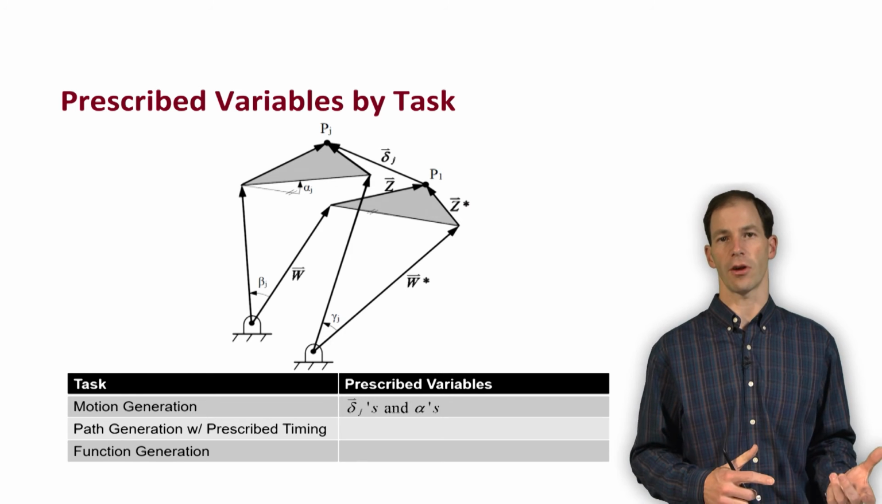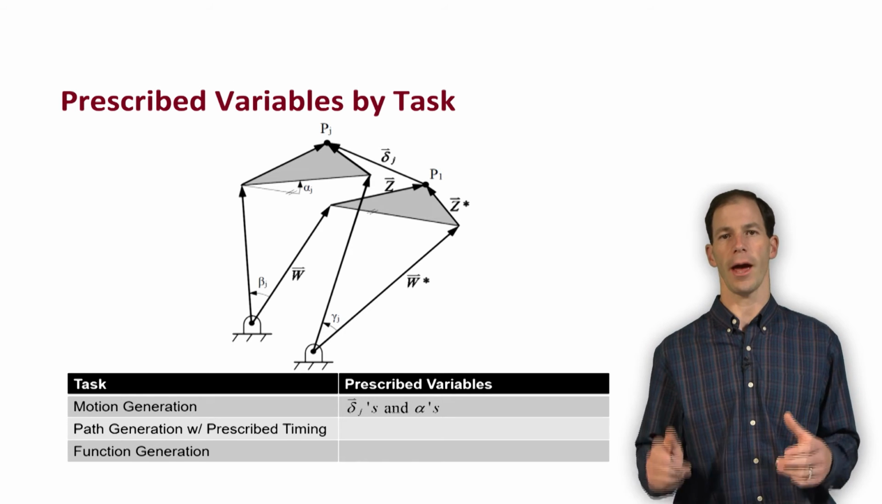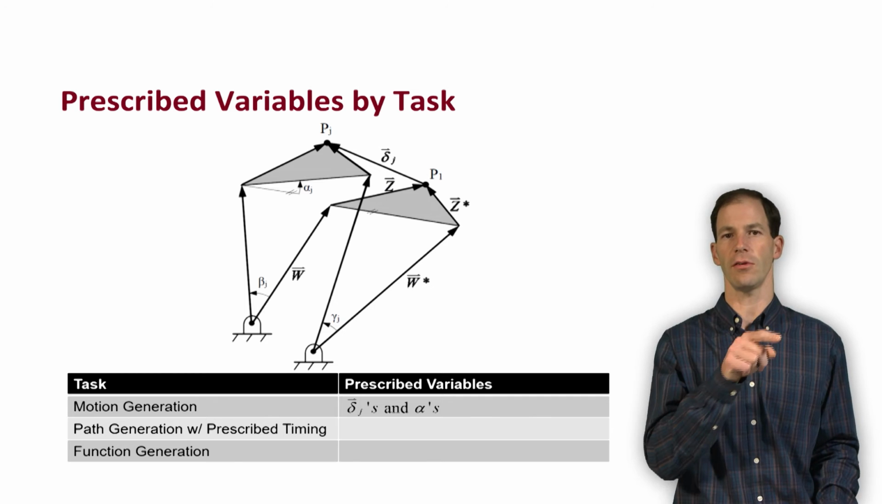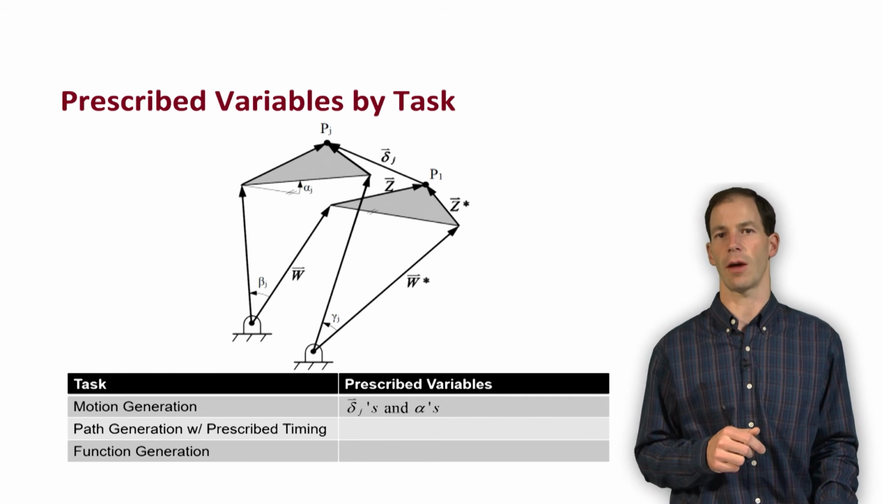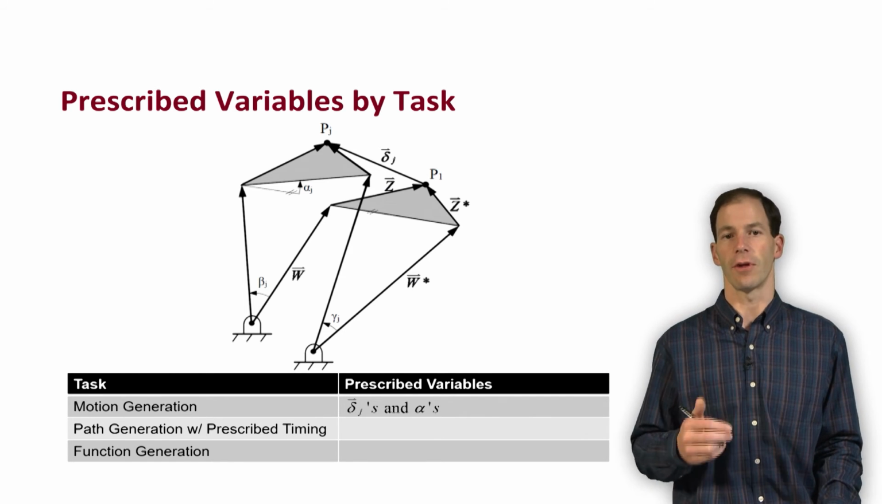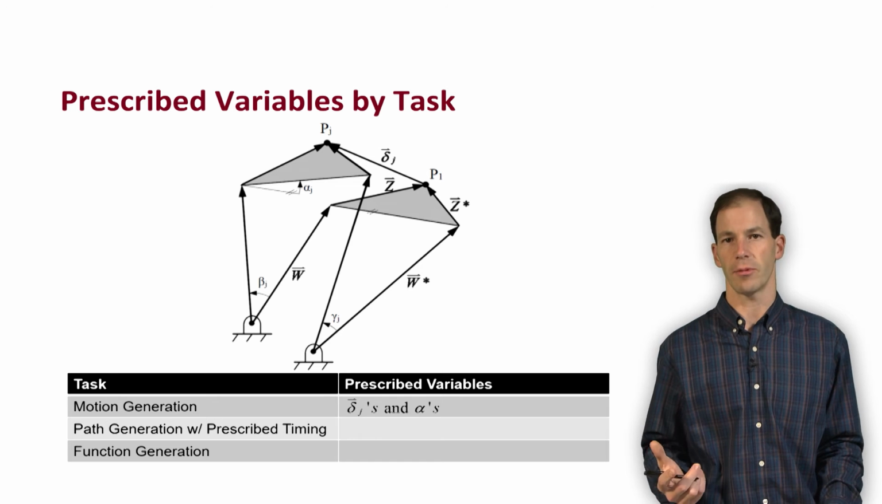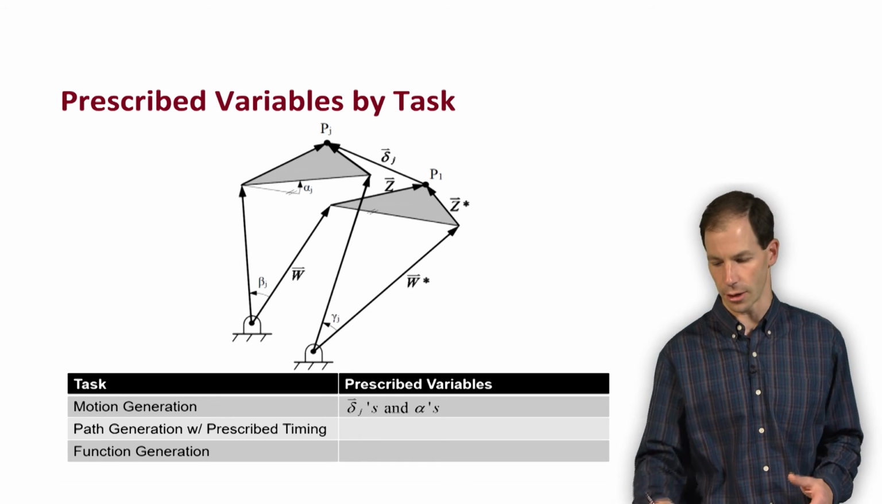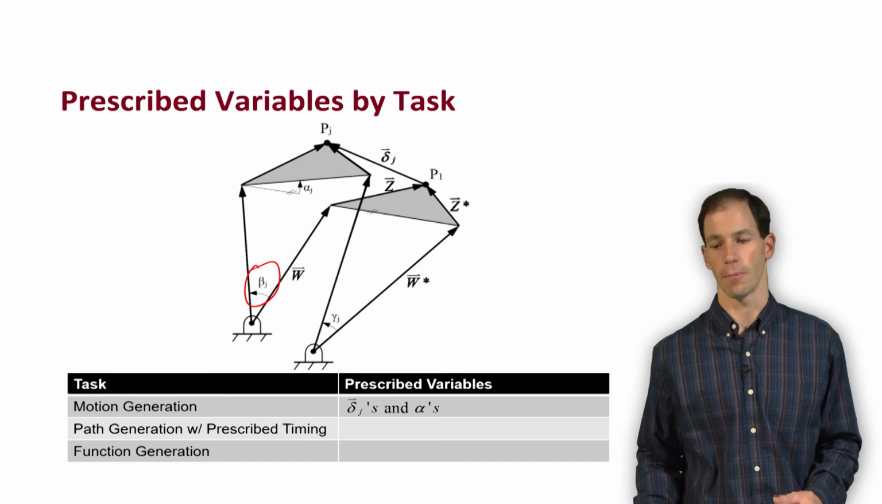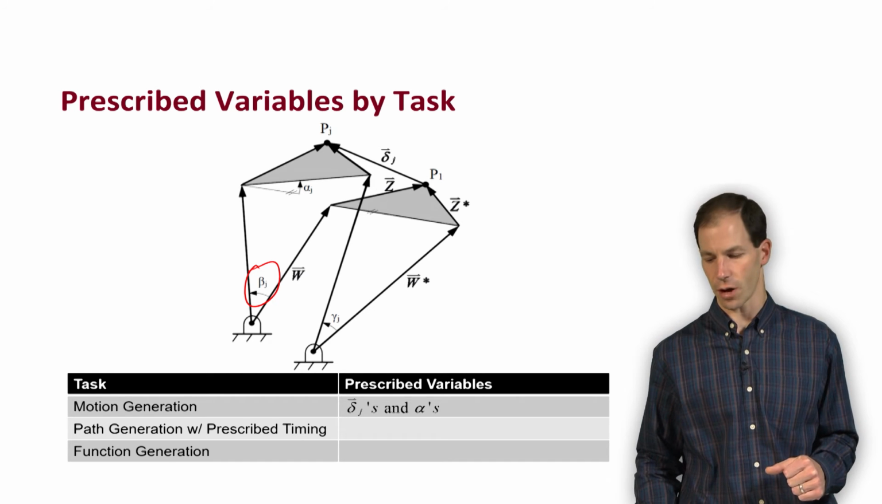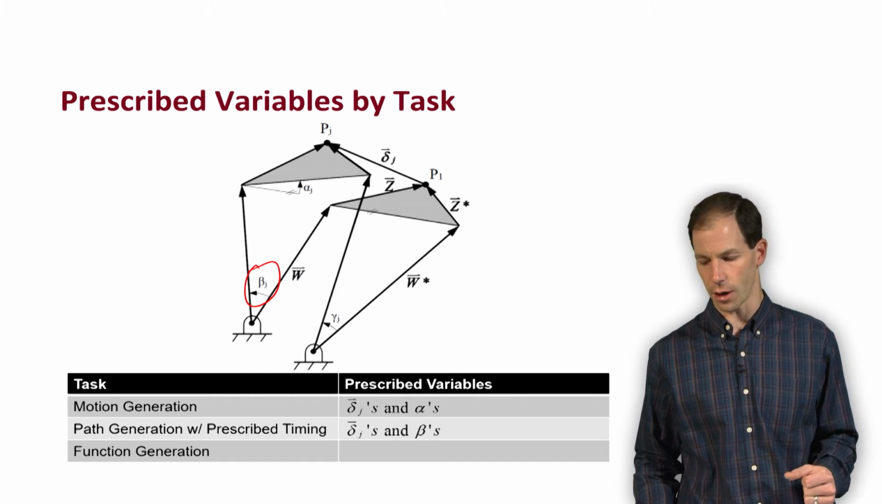Now, when I go to a path generator with prescribed timing, remember path, I'm only looking at a point moving in space, so I have a displacement vector describing that displacement, or a delta vector, and then I also have prescribed timing, which is the rotation of the input link. In this case, that would be the beta angle. So when I go to a path with prescribed timing, what is prescribed here are the delta vectors as well as the beta angles.